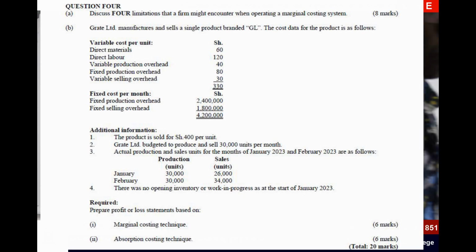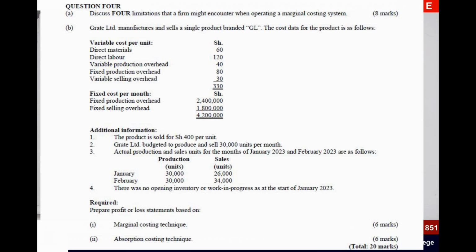I'm having this company, of course, by the name Great Limited. Great Limited manufactures and sells a single product branded gel. The cost data for the product is as follows. I'm having the variable cost which I'm given: direct materials, direct labor, variable production overheads, fixed production overheads, variable selling overheads. Then we are also told the fixed cost per month: production overheads and selling overhead.